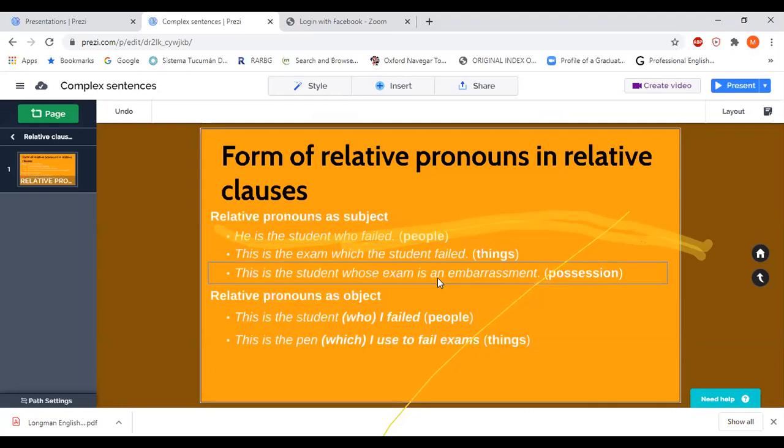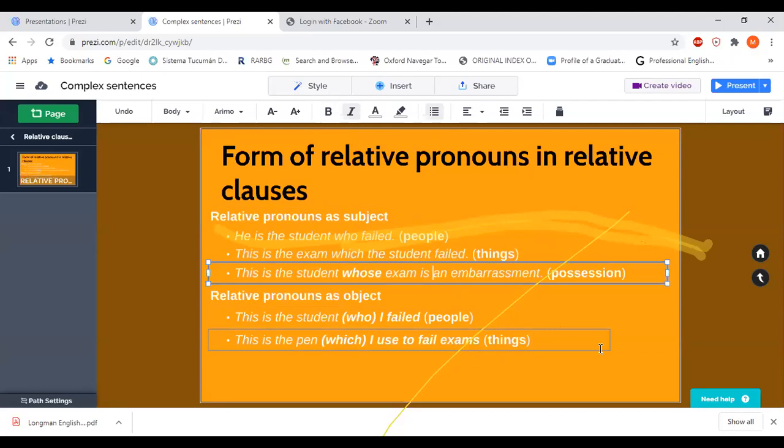And then we can also talk about possession via the relative pronoun whose, okay? And this is the student whose exam is an embarrassment. The job of whose in this example is to connect student and exam with a relationship of possession.